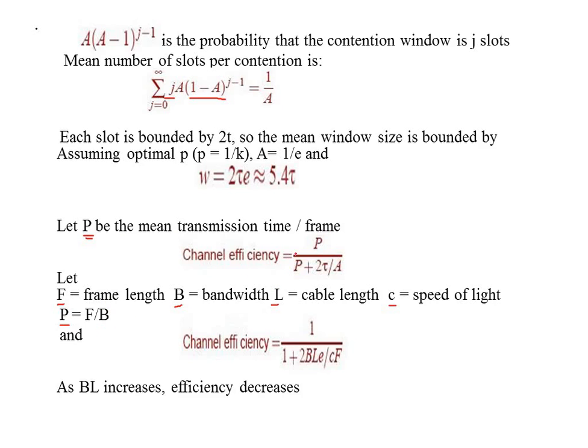So this channel efficiency will be reduced to 1 upon (1 plus 2BLe upon CF). You can see that as BL increases, that means bandwidth and cable length increase, the channel efficiency decreases. So this is how you will be calculating the performance of the Ethernet.